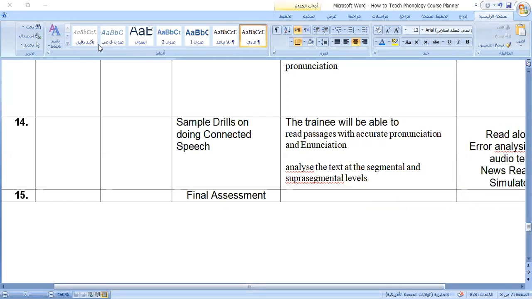Who can read it? Okay, we're going just to practice together. Who can volunteer? Please raise your hand if you want to try. Just trying.